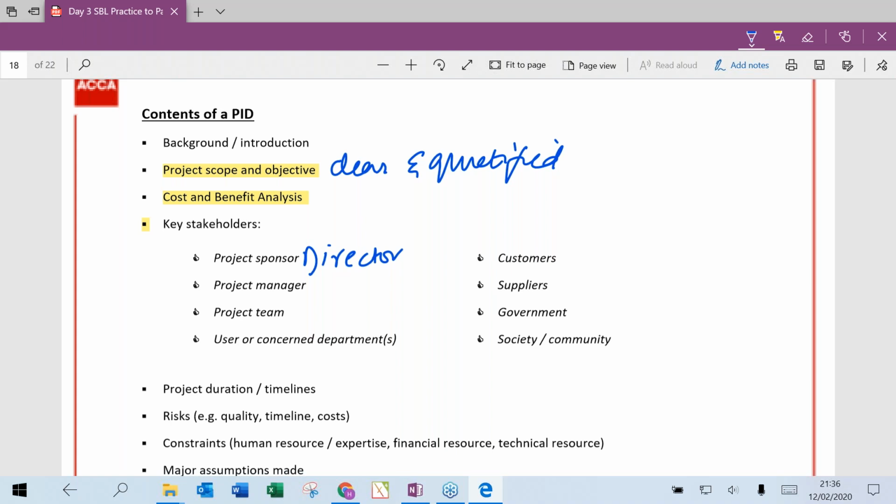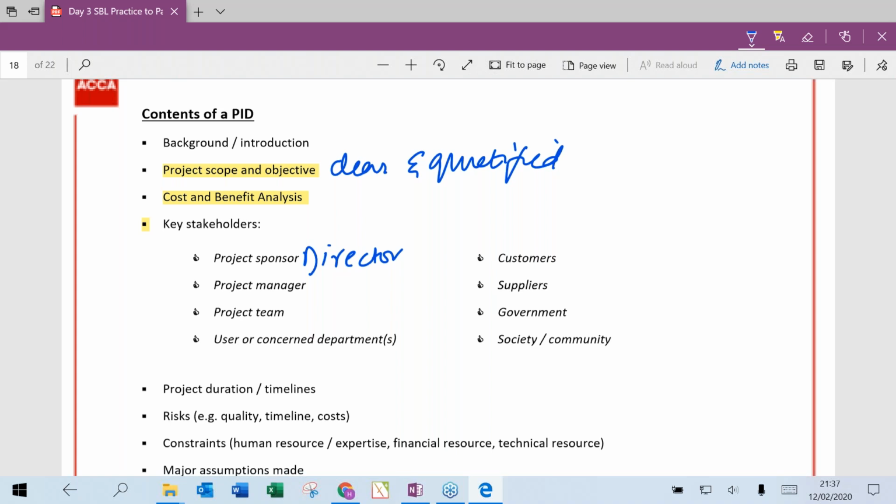For example, if it is a marketing project, then the marketing director should ideally be the sponsor of the project. He should be the one who will be presenting the PID in front of the board. He should be the one who will be convincing the board, and then he should be the one who will be held accountable for the performance. So a project sponsor is very important.